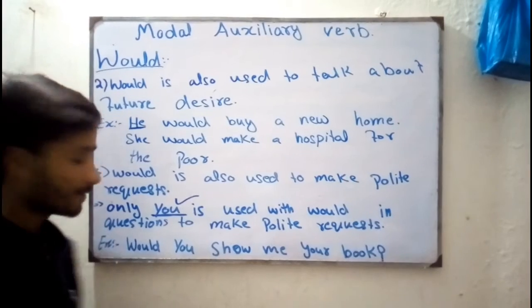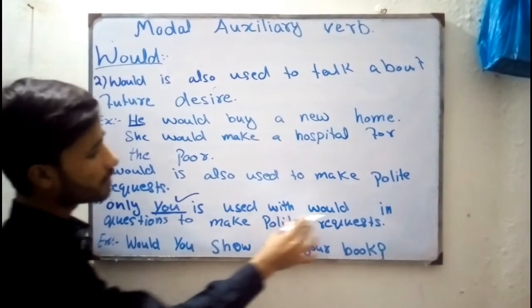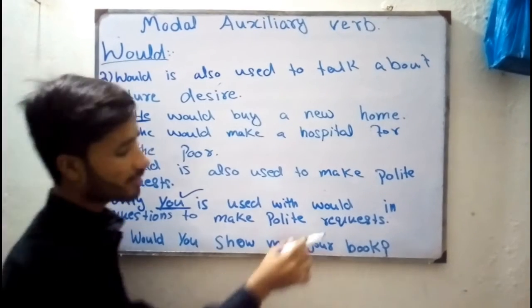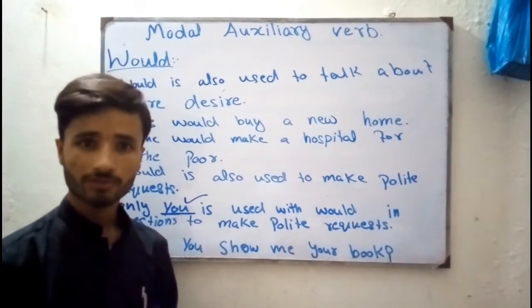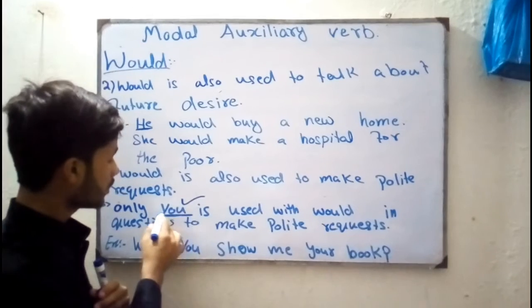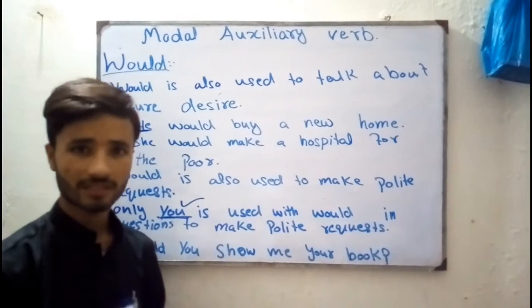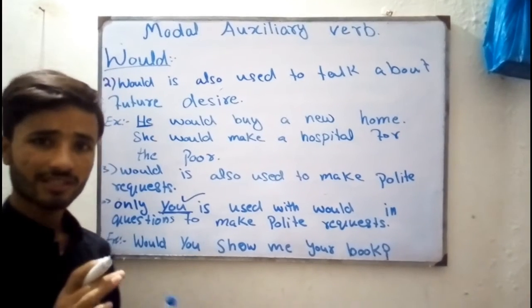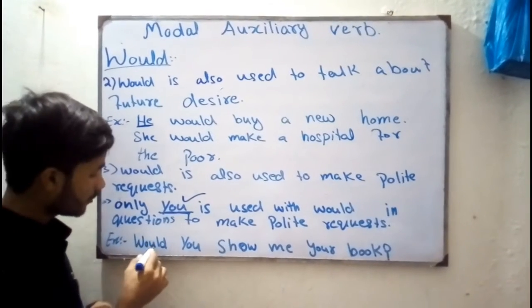Is this clear? So only "you" is used with "would" in a question to make a polite request. Whenever you want to make a polite request with "would", just go for "you". We can use only "you", not other subjects like I, we, they, he, she, it. Is this clear? See, example after example you will come to know.